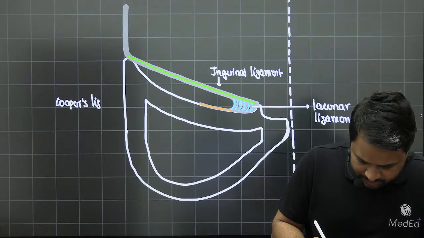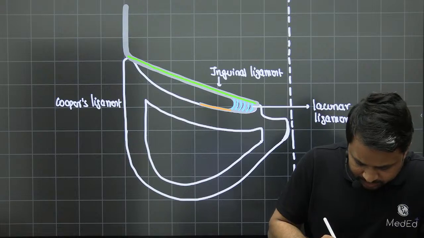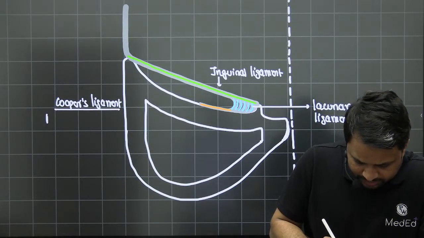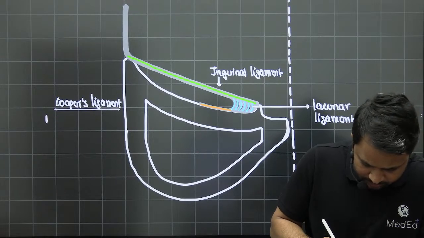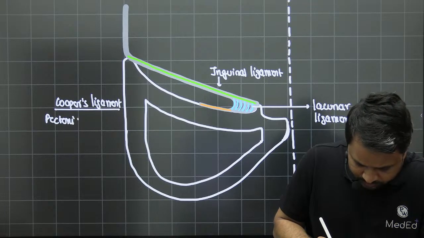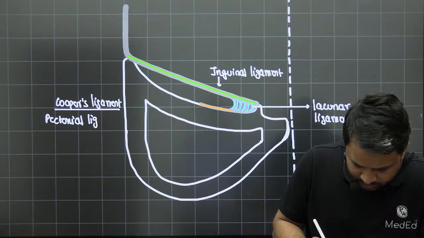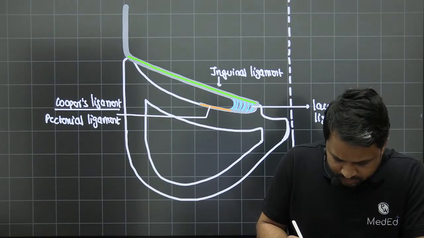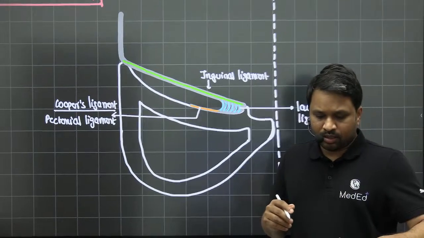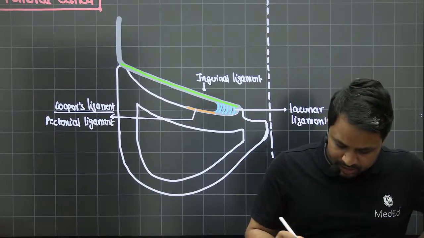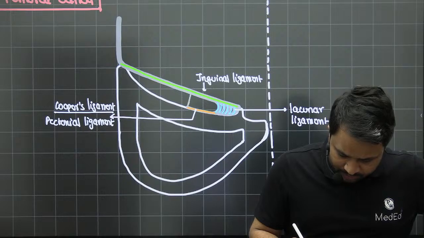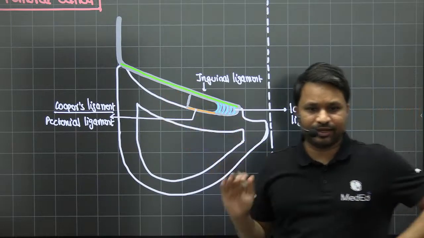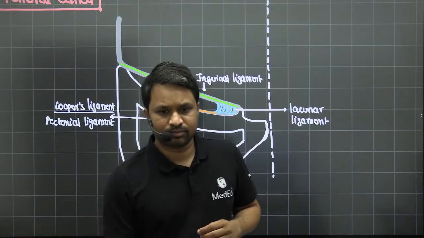The Cooper's ligament is also called the pectineal ligament, which is here. Okay. Now there is a thin septa which is present here, and this septa is going to bifurcate from the rest of the context. Okay.